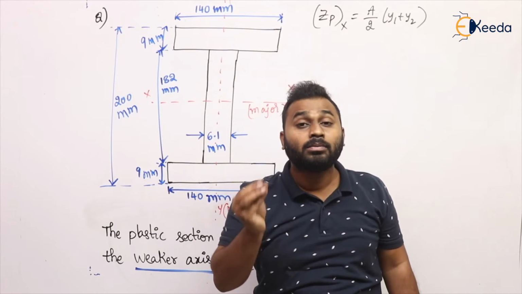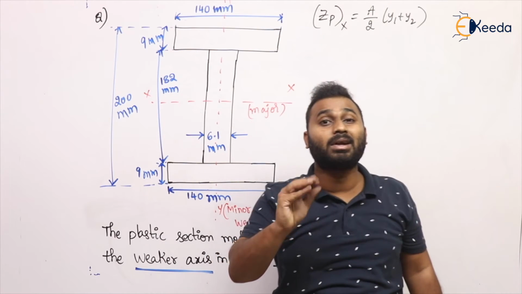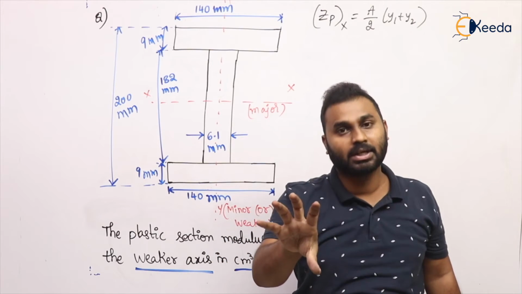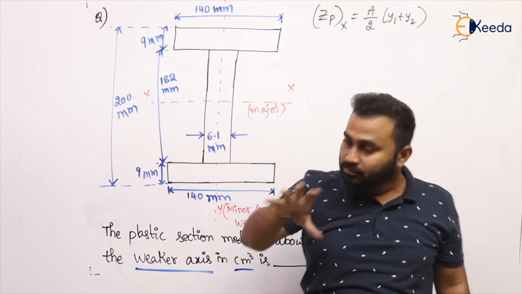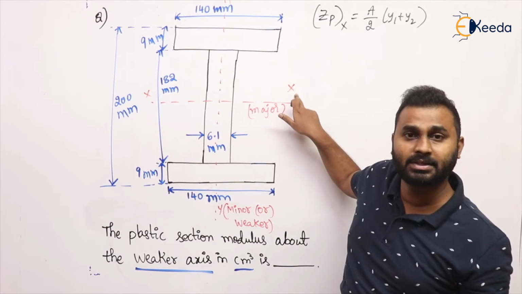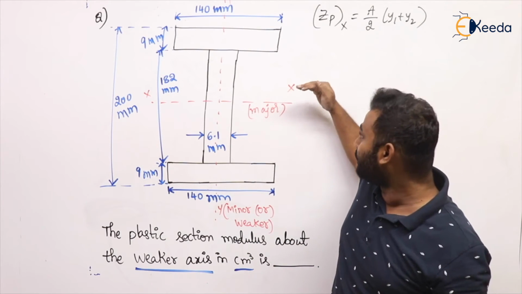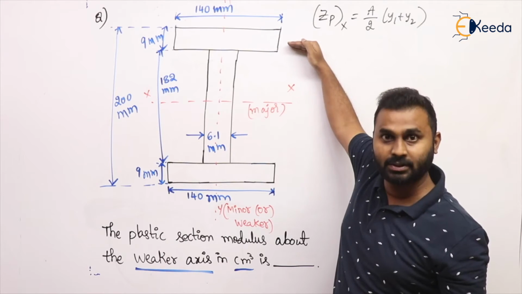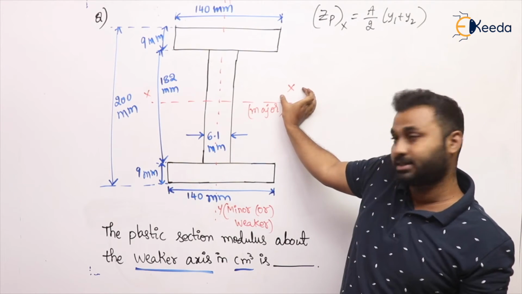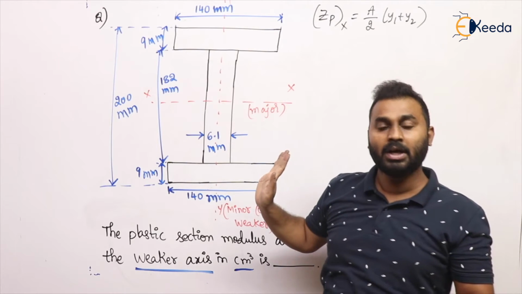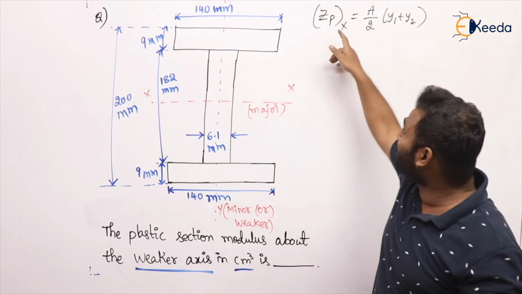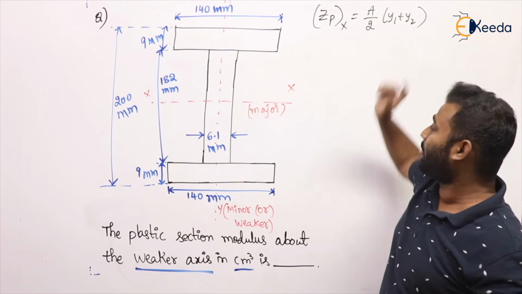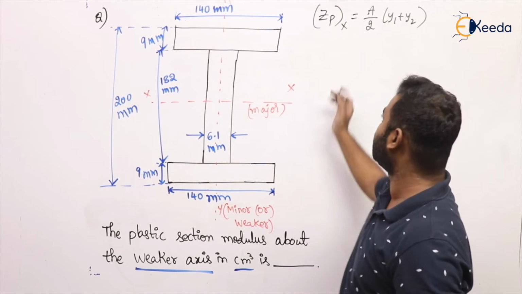Is that clear? Now y1 and y2 are nothing but the CG of the T section from this XX. The CG of the T cross sections which are present above XX, from this X. Is that clear now, everyone? Now let us see how to calculate this ZP along the major axis.